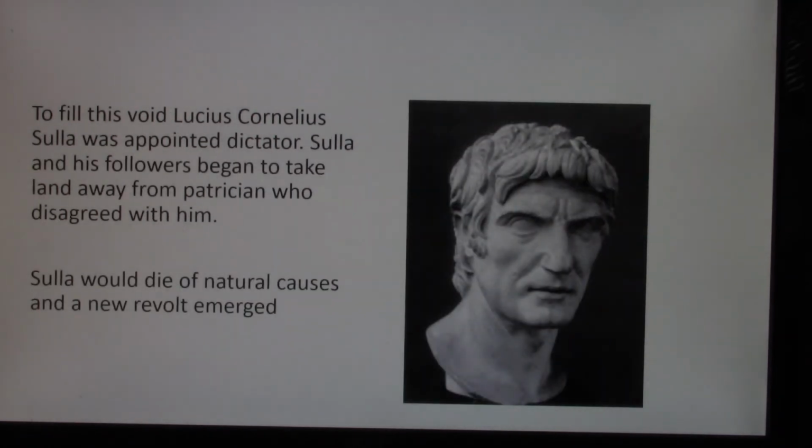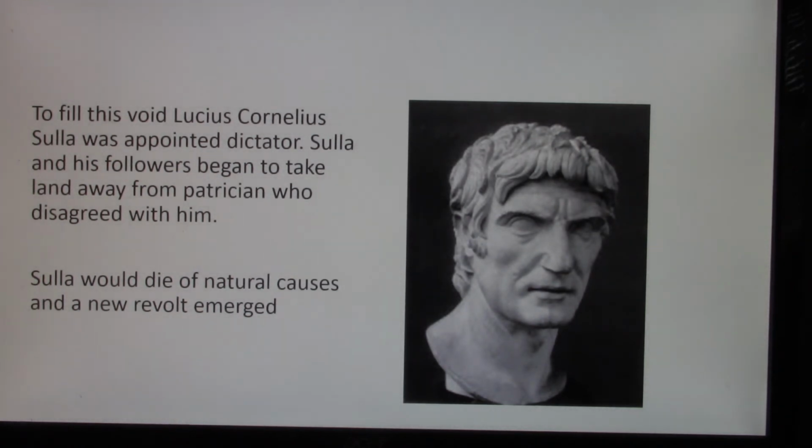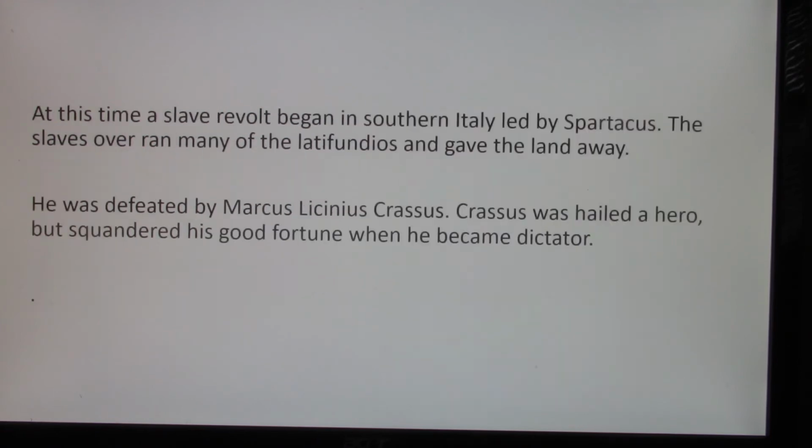To step into the void was Lucius Cornelius Sulla. Sulla was appointed dictator, and Sulla and his followers will begin to take away land from the patricians who disagreed with him and give them to the Flavians who had supported him. Now, Sulla's reign was quite brief, and in the end, Sulla would die of natural causes, and when he died, a new revolt will take place.